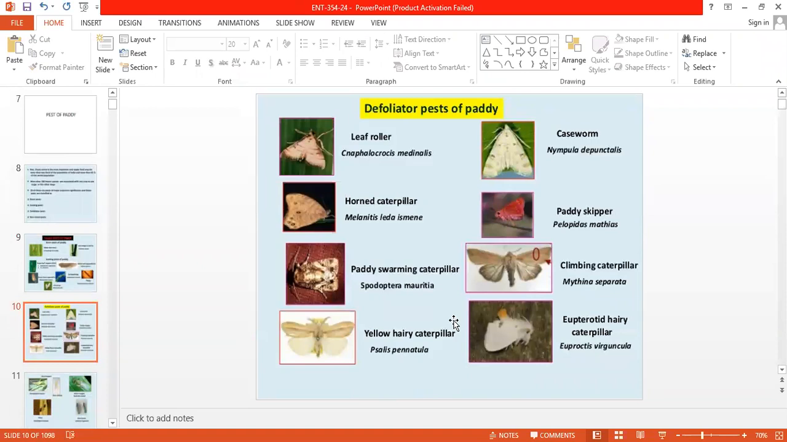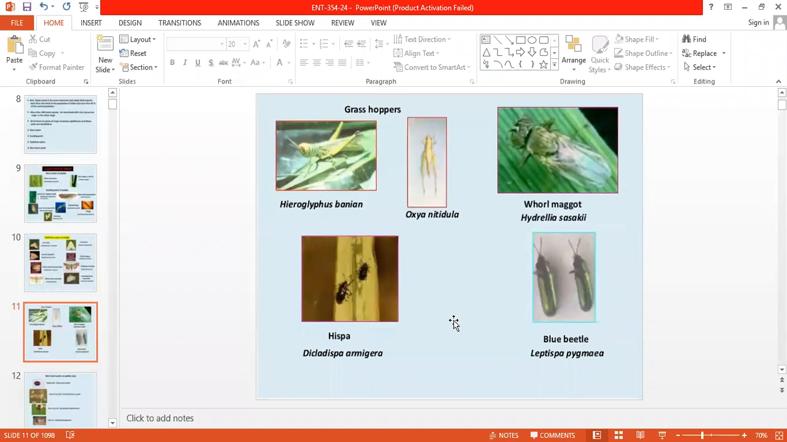Then defoliator pests means pests feeding on the foliage or on the leaves. In that: leaf roller, horn caterpillar, paddy swarming caterpillar, yellow hairy caterpillar, case worm, paddy skipper, climbing caterpillar, and Psalis hairy caterpillar. These are the major defoliator pests. Also grasshoppers, in that two species, Hieroglyphus banian and Oxya nitidula, pearl maggot, blue beetle, and hispa. These are the defoliator pests.